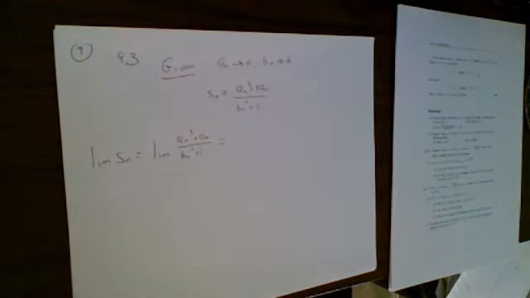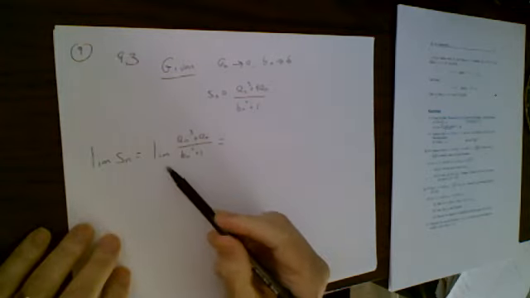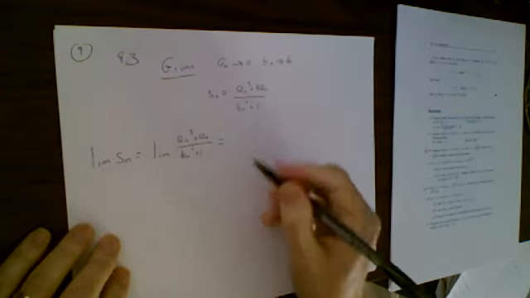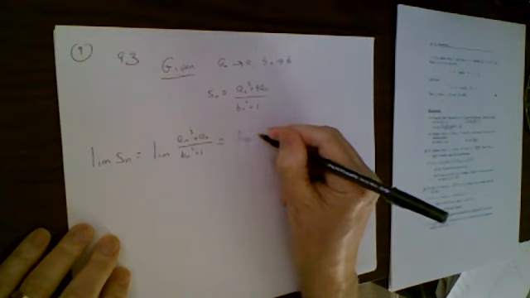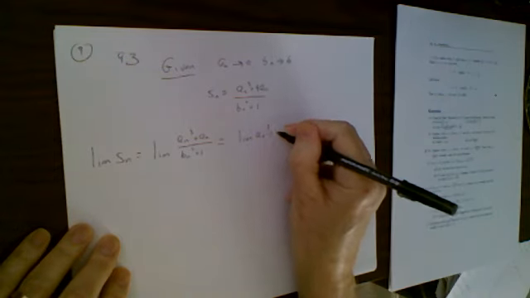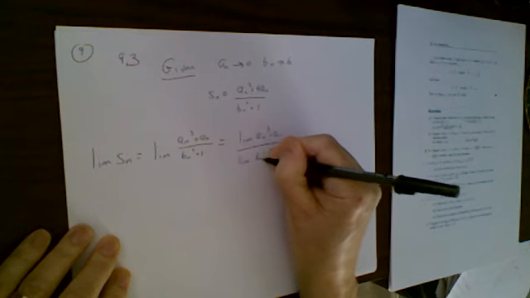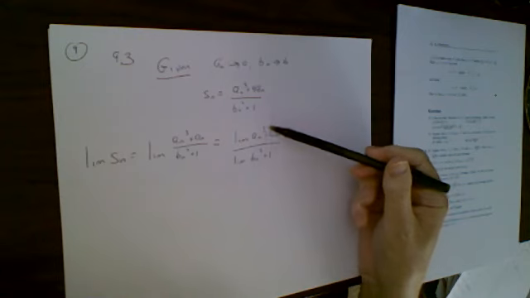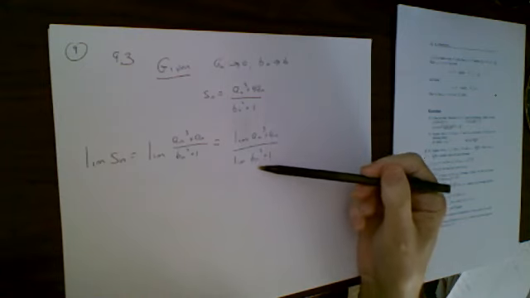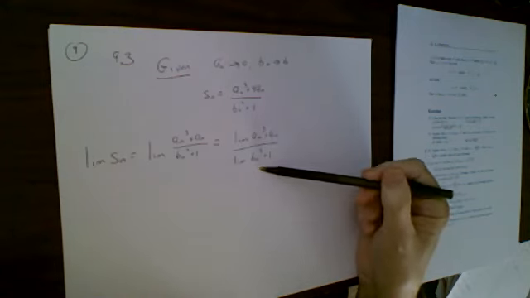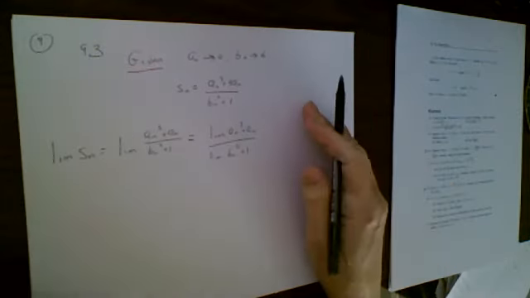Now, one of the theorems of the book says the limit of a quotient is the quotient of the limits. So let's take the quotient of the limits, provided that these limits exist and the denominator isn't 0. So we'll have to check that along the way.